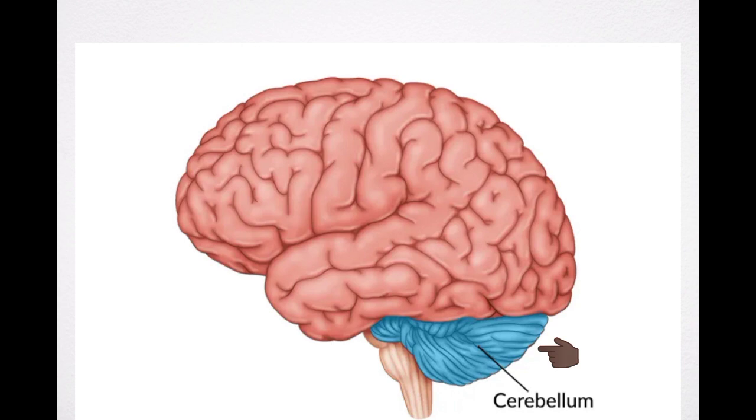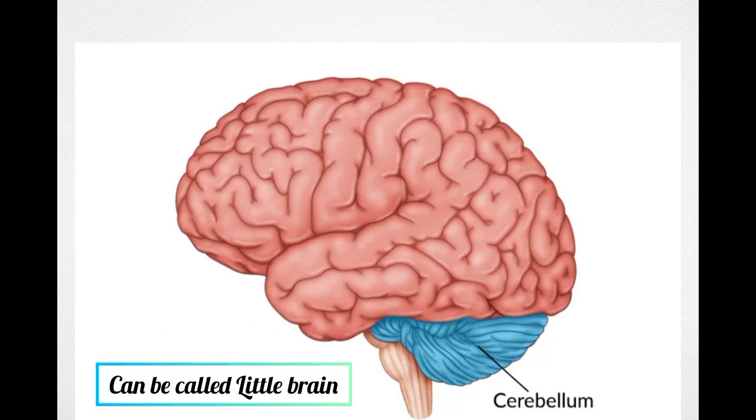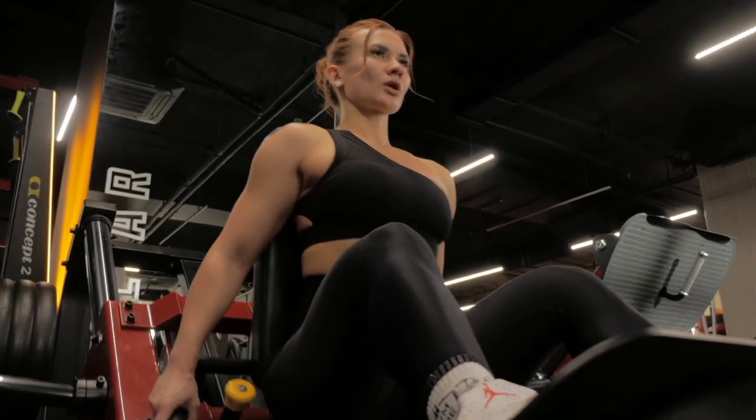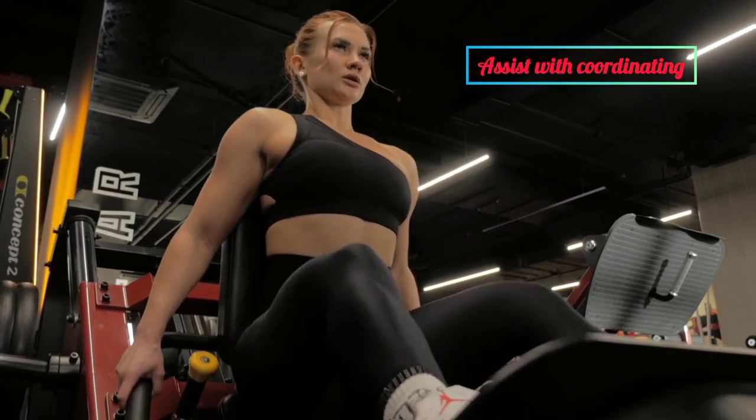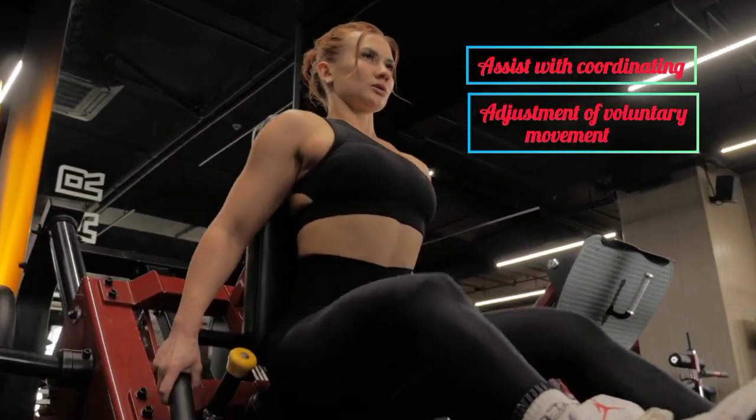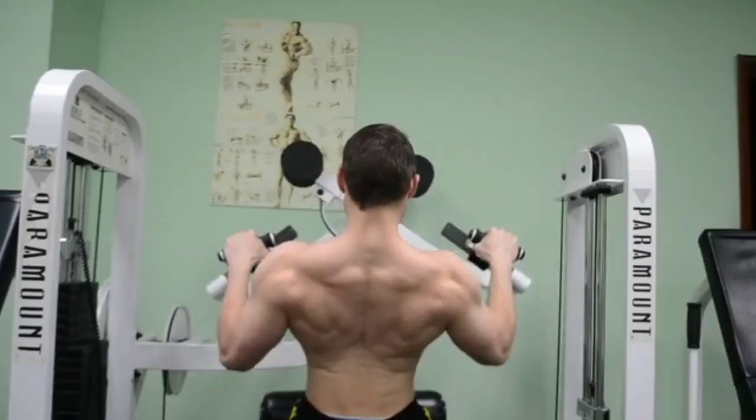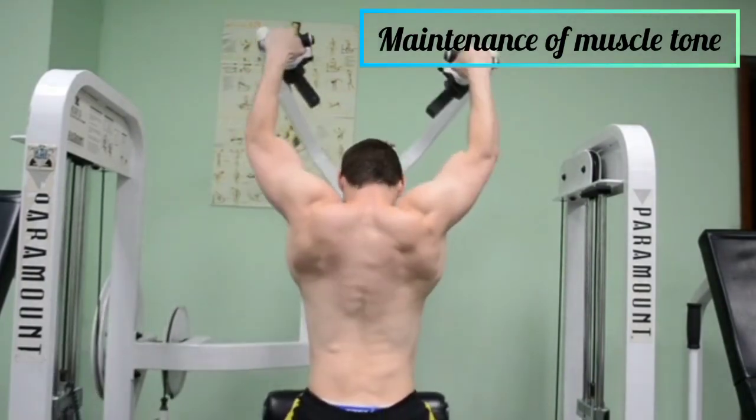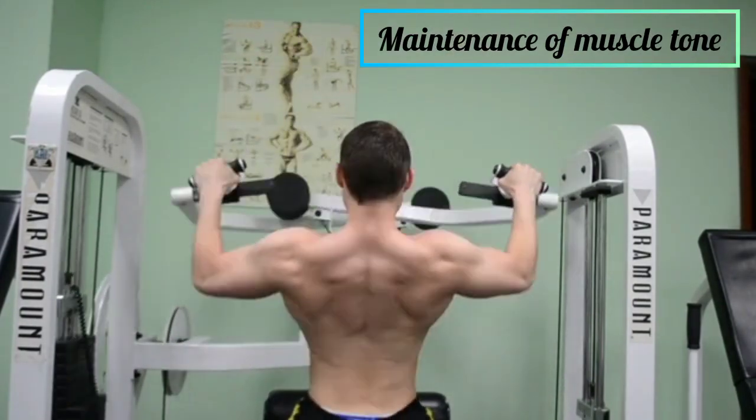Today we'll be talking about the physiology of the cerebellum. The cerebellum translates into little brain. It can be called little brain because it looks like a smaller version of the cerebrum. It usually assists with coordinating and adjusting voluntary movements and plays a major role in posture, balance, maintenance of muscle tone, and coordinating voluntary motor activities.